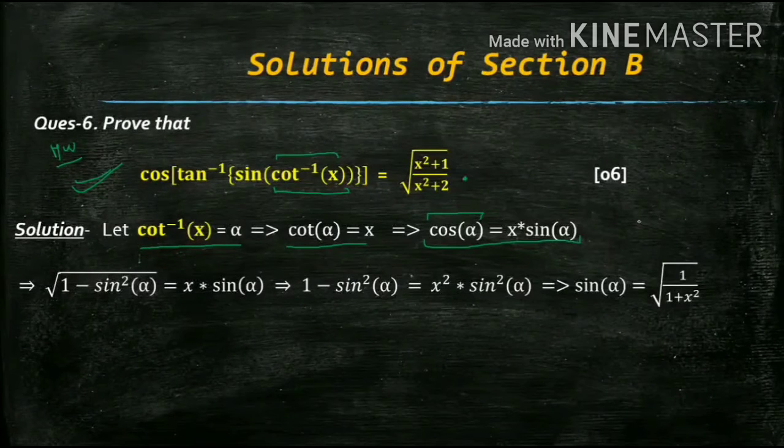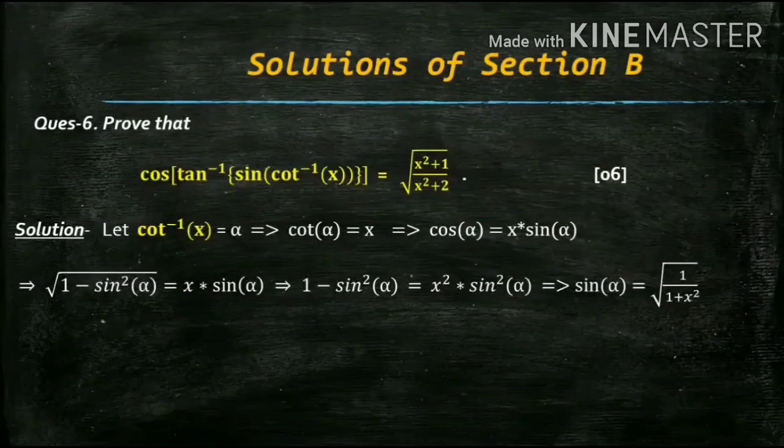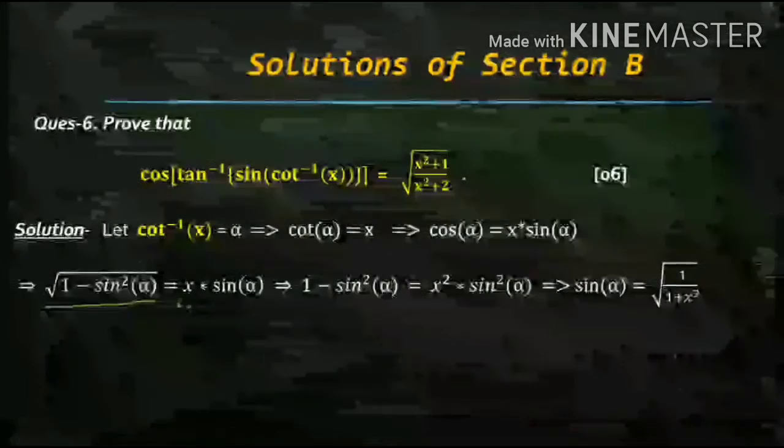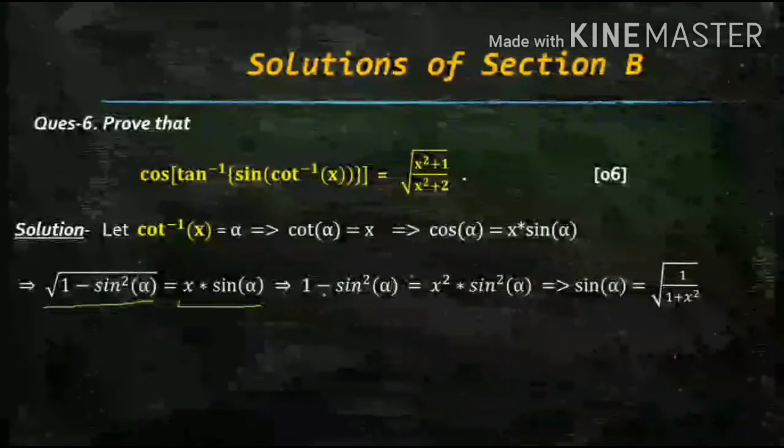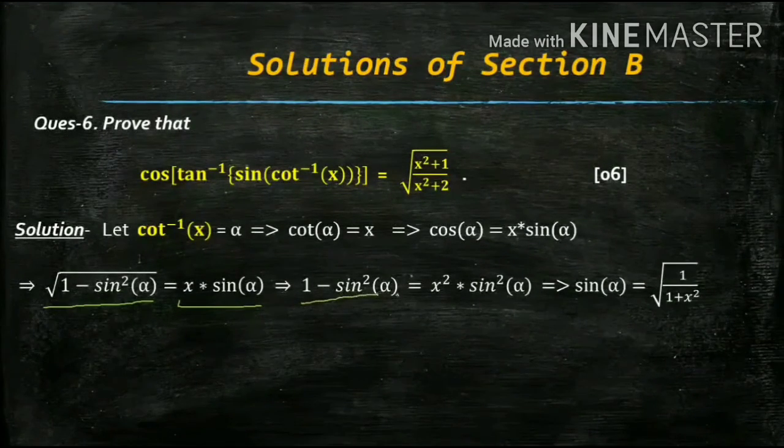You know that? Now the first relation you have to get. Sin square alpha plus cos square alpha is 1. So cos alpha would be square root of 1 minus sin square alpha. So now solving this, square root of 1 minus sin square alpha equals x into sin alpha. In order to get rid of this square root, take squaring on both sides. You will get 1 minus sin square alpha is x square sin square alpha. Now take sin square alpha to this side. Solve for sin square alpha.